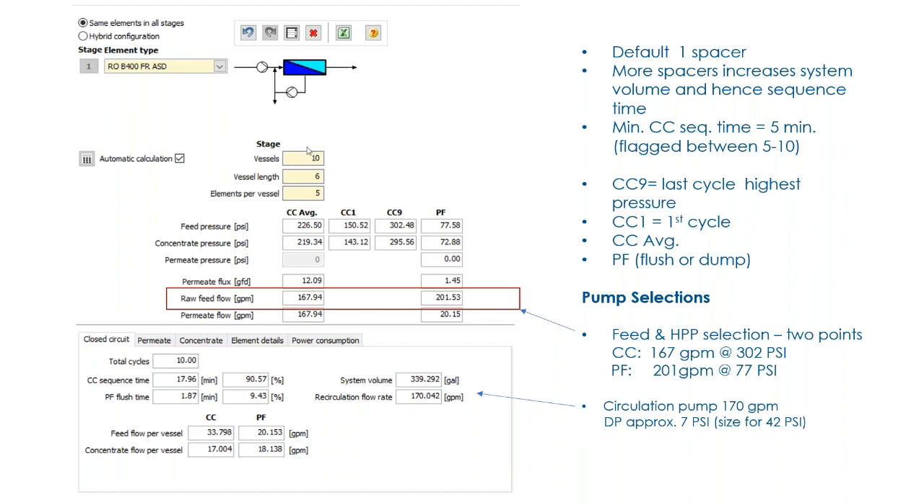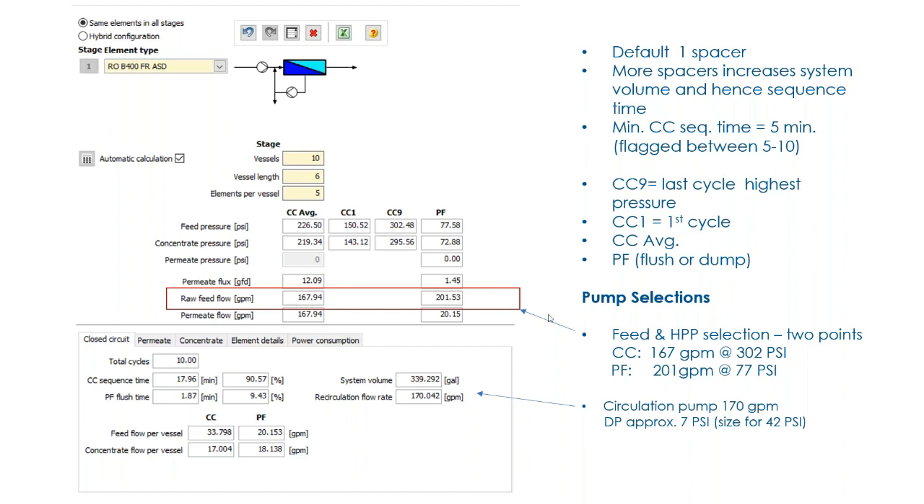And I highlighted on the last slide. So again, you're seeing the pressures for the first cycle and the last cycle. So this CC9, in this case, there were 9 cycles. And then the average information and PF. So I'll highlight the pump selections because I know there's some confusion.